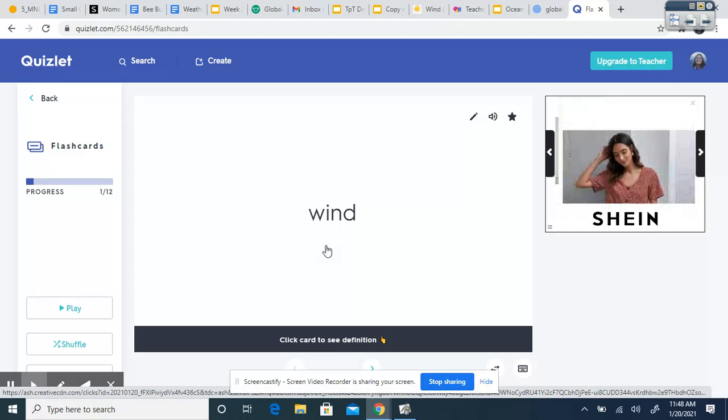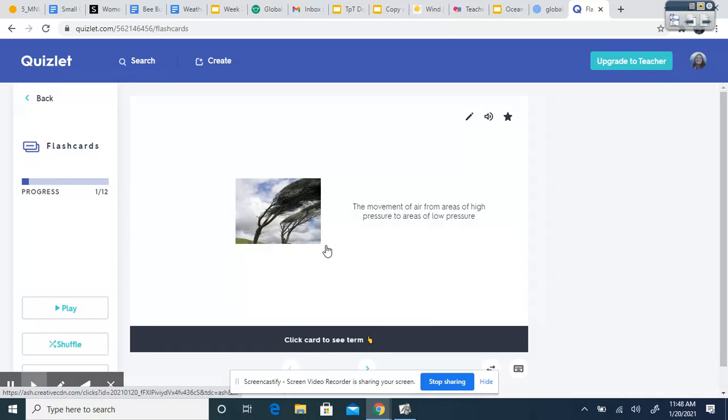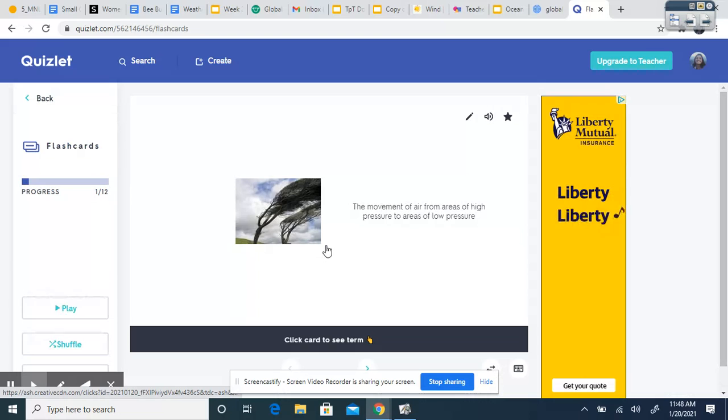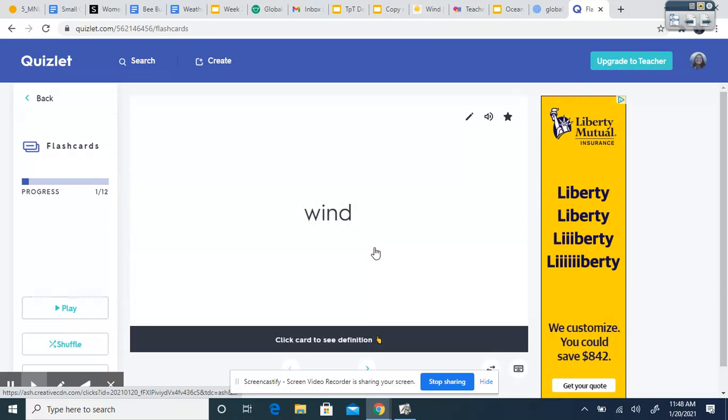All right, so first we're going to start off with wind. Wind is the movement of air from areas of high pressure to areas of low pressure. So what causes wind is the change from high to low pressure. So that is wind.